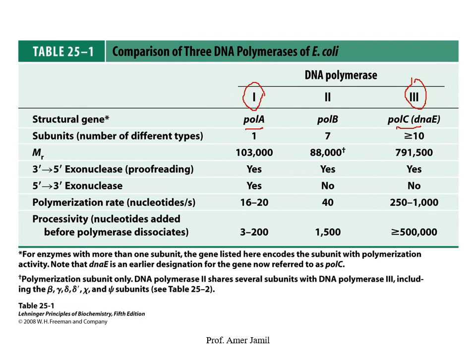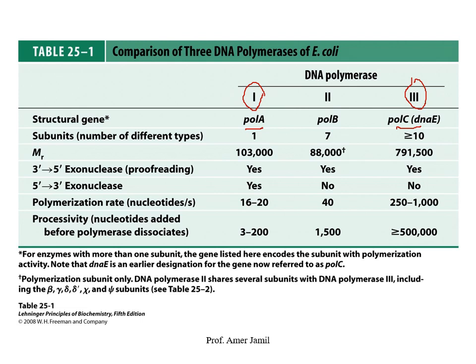In case of DNA polymerase 1, there is only one subunit of about 103,000 molecular mass, whereas in case of DNA polymerase 3, there are more than 10 subunits. It's a big protein, and the total molecular mass is 791,500, which is very large as compared to DNA polymerase 1. And this Pol C is just for only one subunit out of those 10. This Pol C subunit corresponds to the subunit which is actually responsible for DNA polymerization. And this proofread activity, 3' to 5' exoactivity, is present in all 3 types of DNA polymerases.